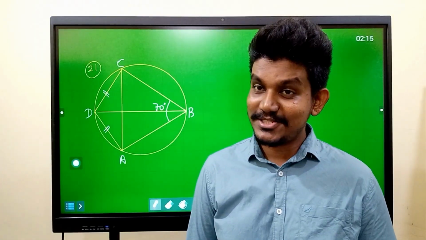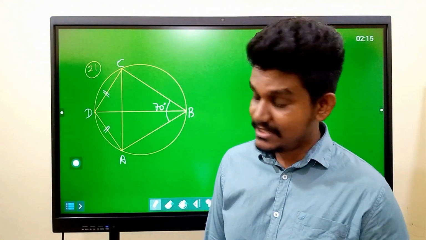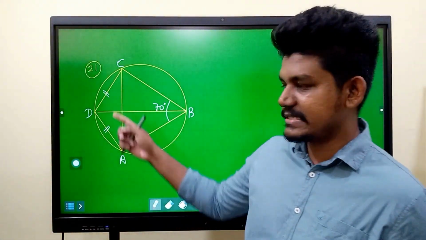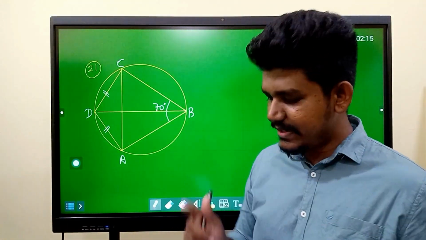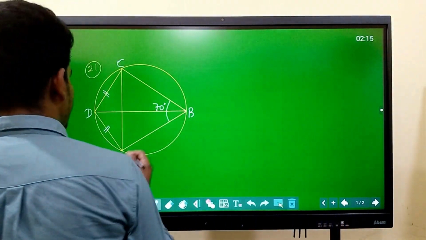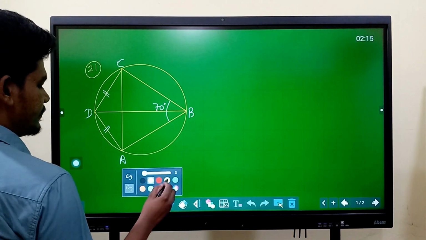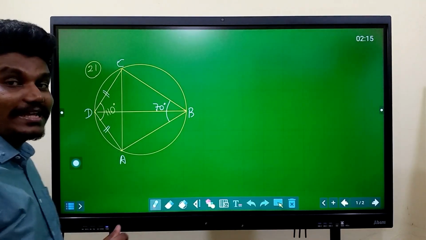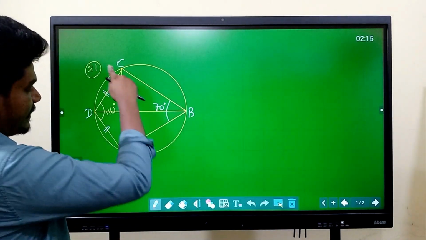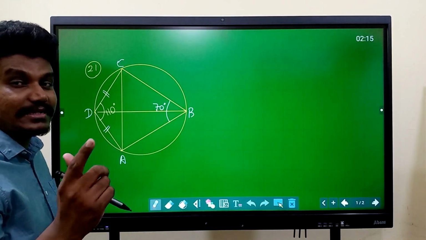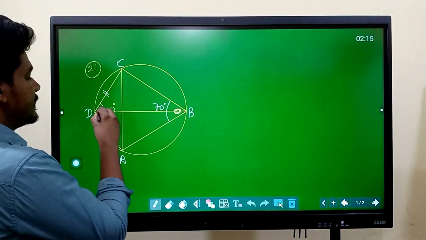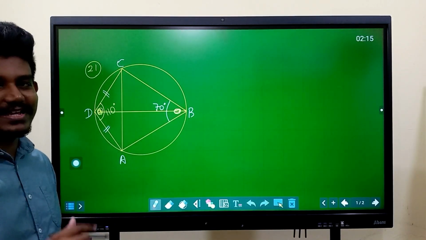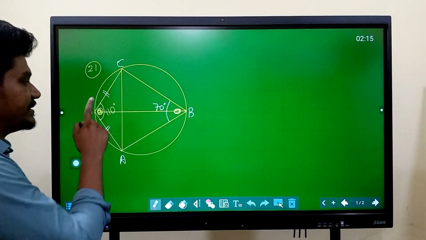Now, okay, this is question number 21, right? In this question, as per the given figure, these two sides are equal. This is 70. Then straight away we can find these things for them, right? If this is 70, we should know that this should be 110 degrees. How do you know that? ABCD is a cyclic quadrilateral. In a cyclic quadrilateral, the opposite angles are supplementary. They add up to 180 degrees. Therefore, this should be 110.